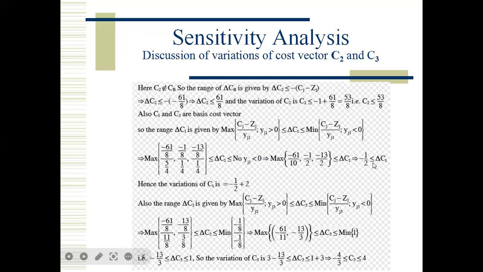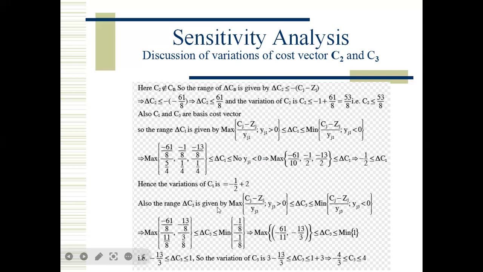So minus half less equal to del C1. Hence, the variation of the first cost vector is minus half plus the given coefficient of our first cost vector, 2. In the objective function, the first cost vector C1 equals 2. This is why we are just changing to minus half plus 2. This is the effect on the first cost vector.